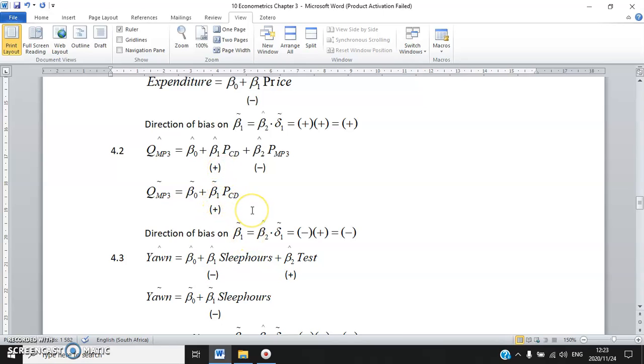So an example would be, in the first regression, maybe the slope parameter is 4.5. In the second regression, by excluding X2, the price of MP3, it causes downward bias on this slope parameter. So it could drop to 2.5, but it is still positive, but downward bias.